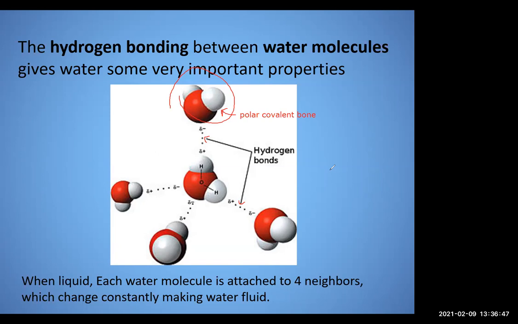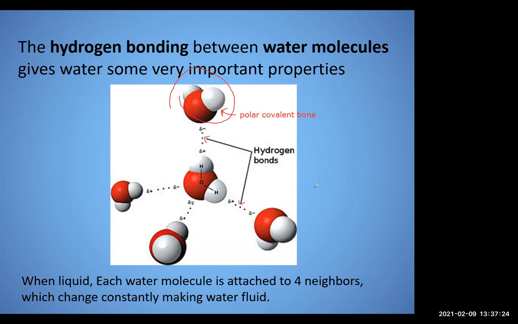Now, when water is in its liquid state, those hydrogen bonds are constantly breaking apart and forming with another water molecule. That's what keeps it liquid. It's kind of like a square dance. If you've ever been to a square dance, you change partners a lot. So at any one time, each water molecule is joined to 4 other water molecules in this kind of square-based triangle formation. But in liquid water, those partners are constantly changing.